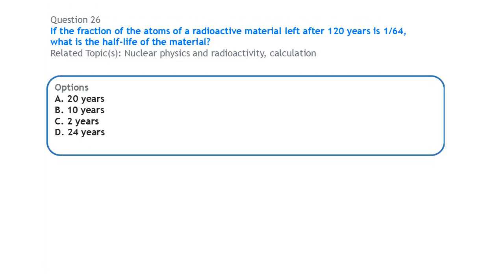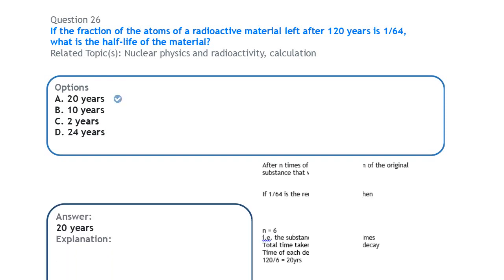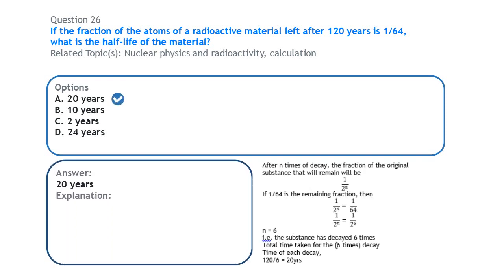Next, on nuclear physics: if the fraction of the atoms of radioactive material left after 120 years is 1 over 64, what is the half-life of the material? Okay, so after n times of decay, let's start with what we call half-life to begin with. Half-life is the time that it will take for a material to decay to half of the original mass. The time that it will take for a material to decay to half of its original mass.